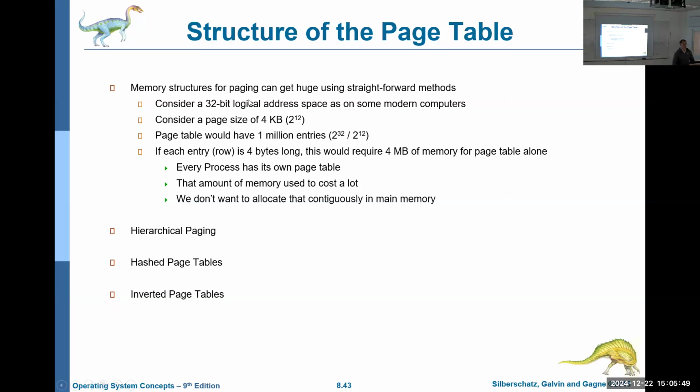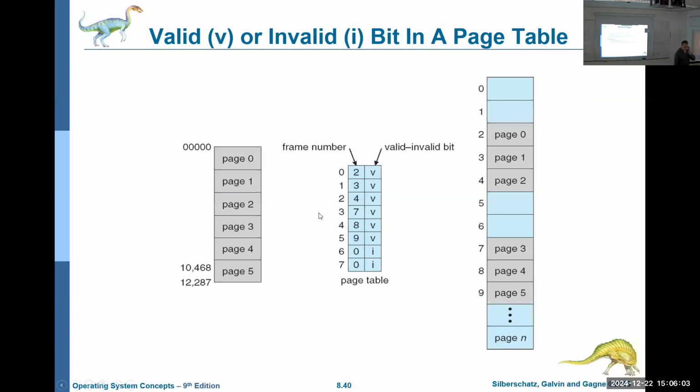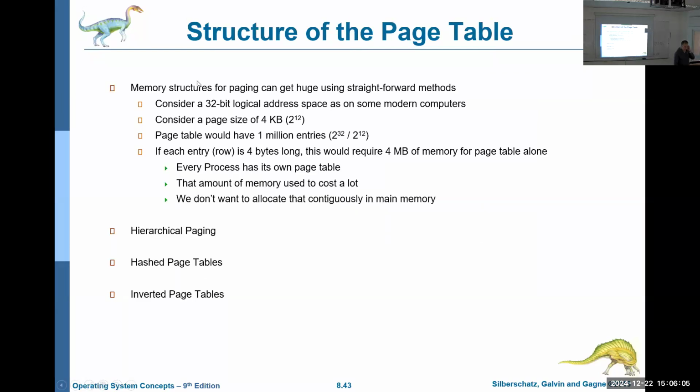Memory structures for paging can get huge using straightforward methods. Here, ignoring the page table length register, the PTLR. Assuming we don't have that, then memory structures for paging can get huge in straightforward methods. For example, consider a 32-bit logical address space as on some modern computers. We talked about this. Consider a page size of 4 kilobytes.